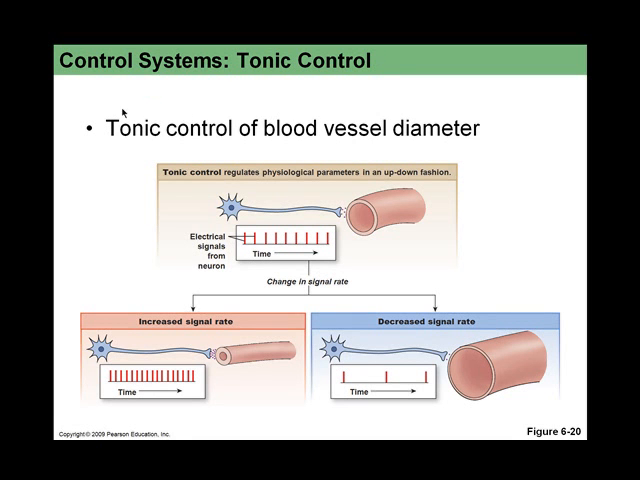So let's begin to think first about the tonic control of blood vessel diameter. At any one point in time, in a resting or basal state, there is a certain degree of smooth muscle contraction in our blood vessel walls, different in different blood vessels throughout our body. But for that blood vessel, wherever it is, the intestine or the skeletal muscle, for example, from that prior slide, at rest, it's going to be at a certain degree of tone.